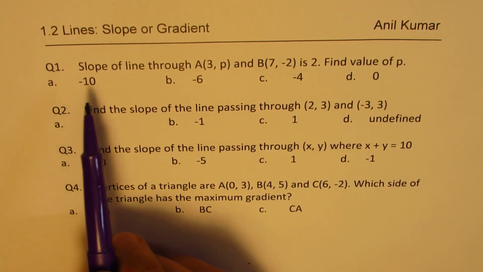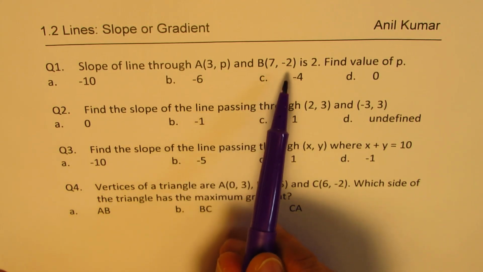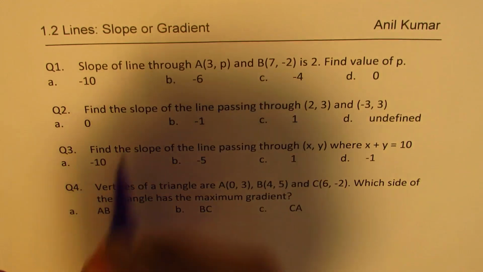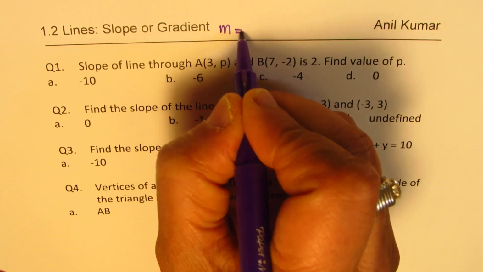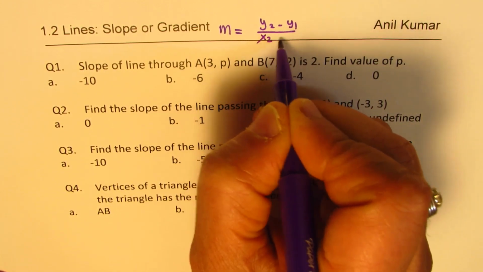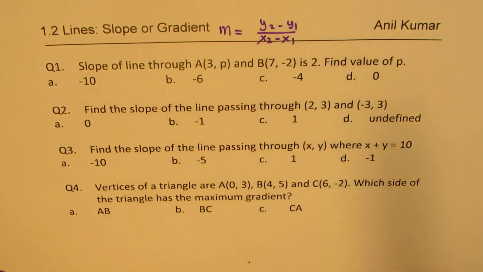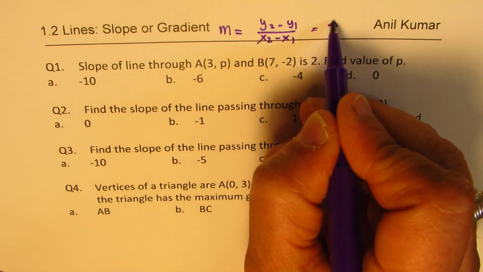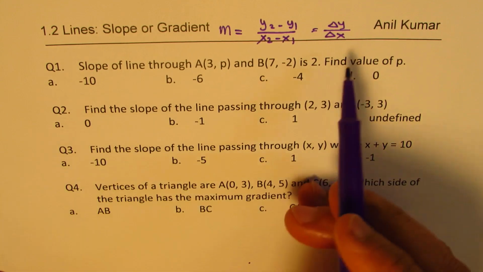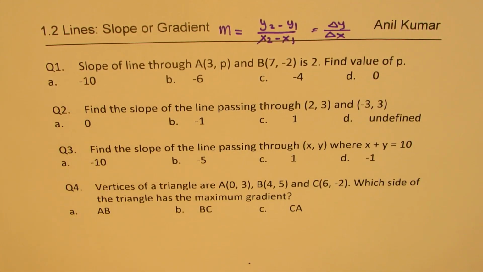Question number 1. Slope of line through A(3, p) and B(7, -2) is 2. Find value of p. For slope, we are going to use this formula, m equals y2 minus y1 over x2 minus x1, right? Change in y values is always on the top, divided by change in x values, right? So do not interchange it. Okay. Let's see how to answer.